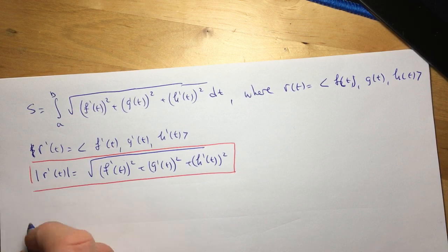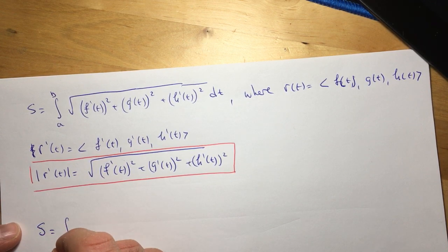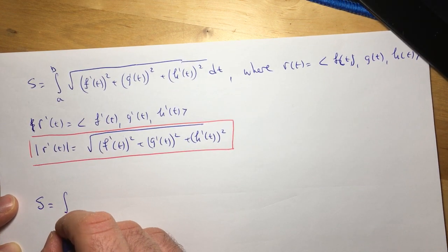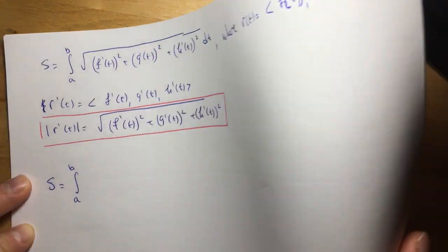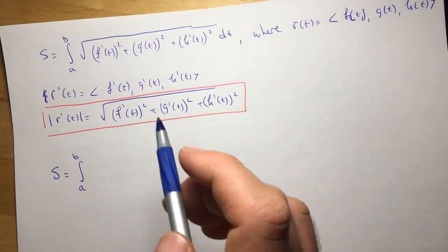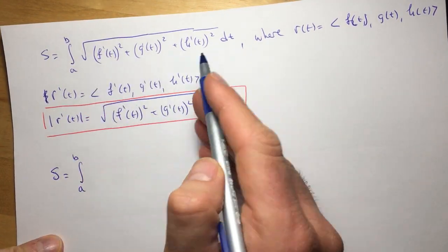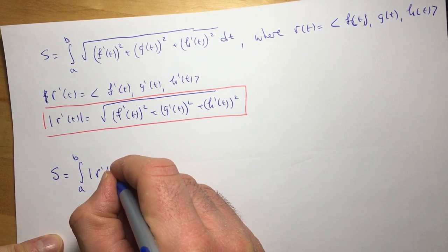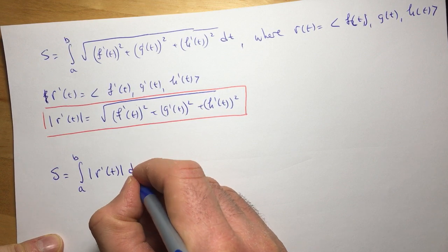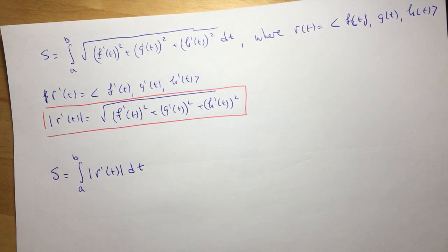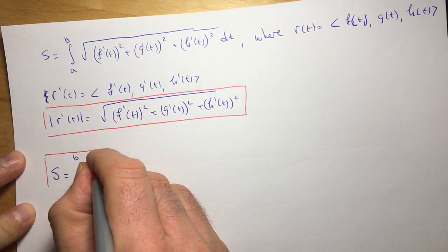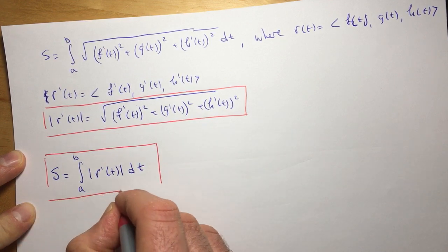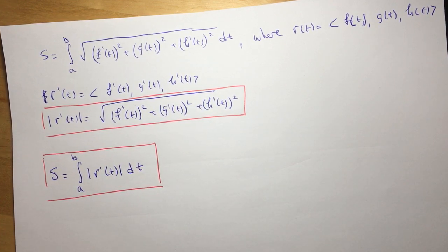Which gives us another expression of the arc length, and that's the definite integral from A to B of, and now instead of writing this down, we can just write the magnitude of the derivative of the vector function. And you will see very, very soon how handy this expression is going to become. Okay?